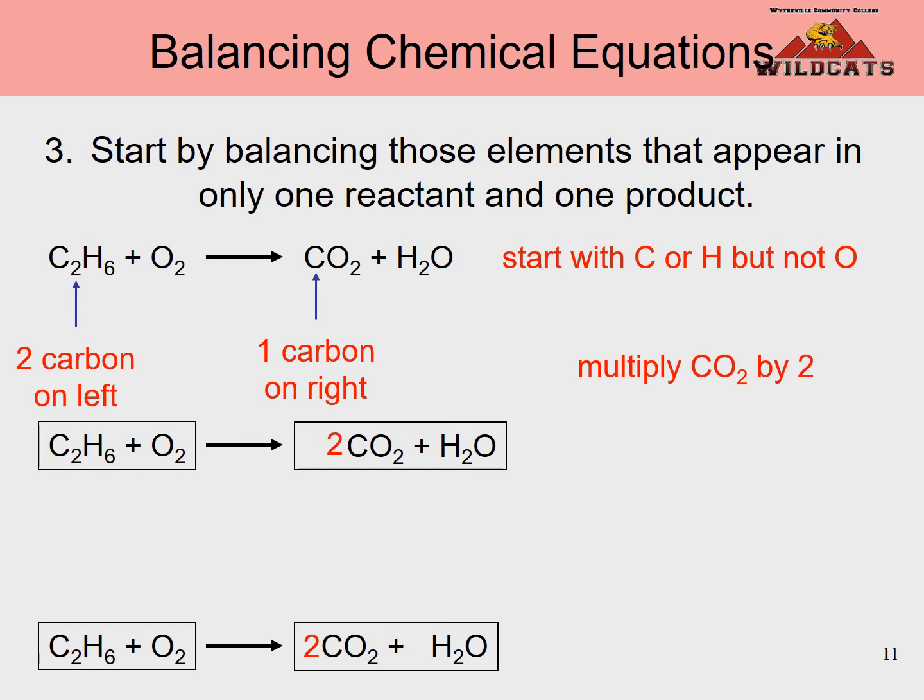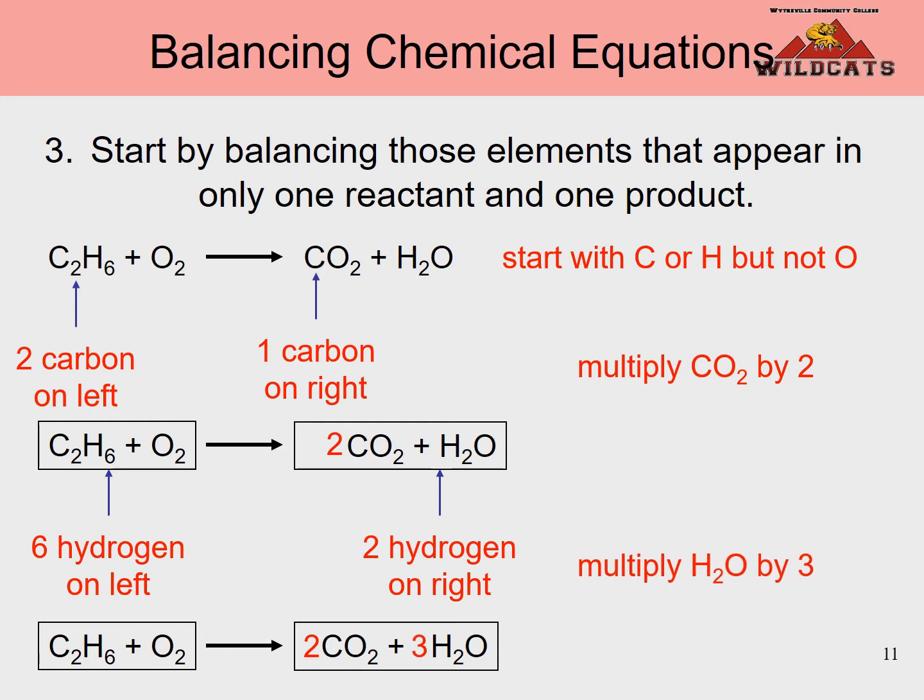I'm now going to take a look at the hydrogen. Notice I'm taking a look at one element at a time. I've got 6 hydrogens on the left, and I've got 2 on the right. And so I'm going to multiply the H2O by 3, and put a 3 in front of the H2O.